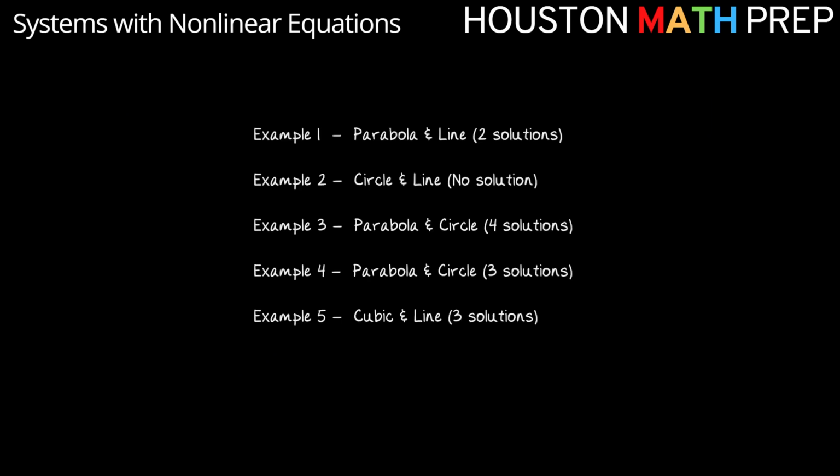In our video here, you can see in order the specific examples that I'll be covering, so you can skip to a specific example if one looks good to you. Our first example, we'll be doing a parabola and a line where they intersect in two places. Next, we'll be doing a circle and a line that do not intersect. Example 3, parabola and a circle with 4 intersection points. Next example, number 4, will be a parabola and a circle with 3 solutions. And then our final example will be a cubic function and a line that intersect in 3 places.